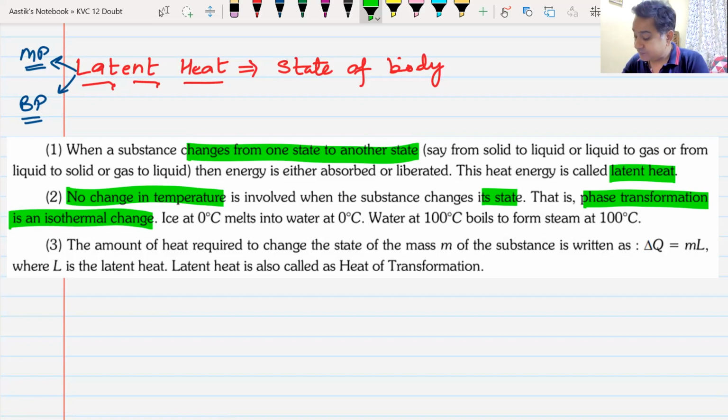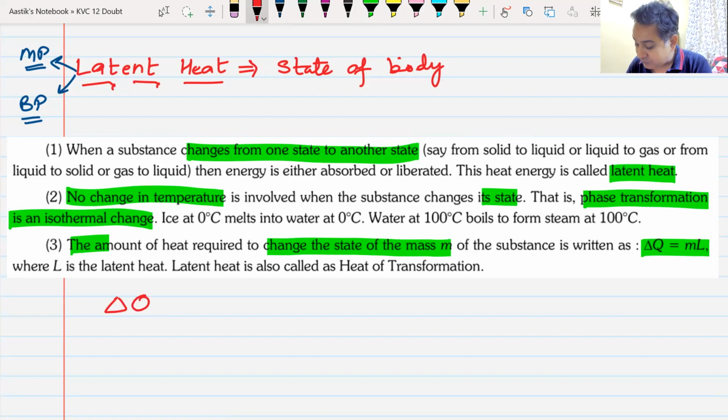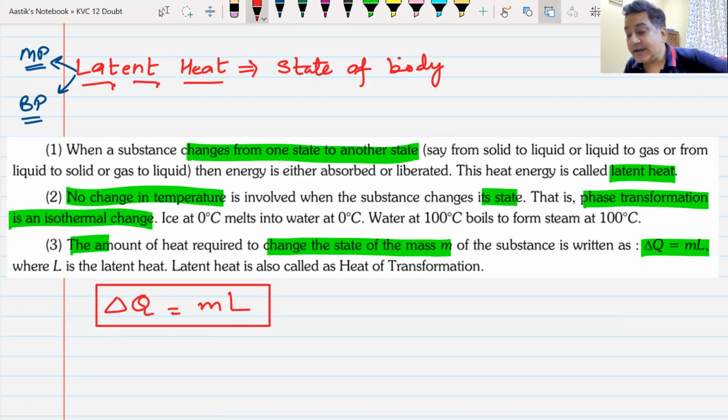The amount of heat required to change the state of m mass of a substance is m into L. That is the important point that you have to write. M into L. Latent heat is denoted by the legendary letter L. I've not seen L used anywhere apart from length. Latent heat, L, and the SI unit becomes joule per kg. The CGS unit becomes calories per gram. Do we understand this? Yes or no?